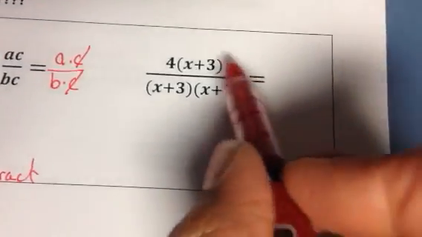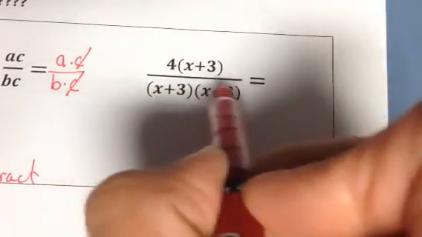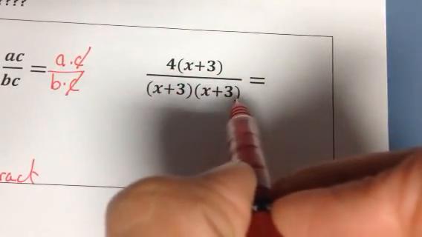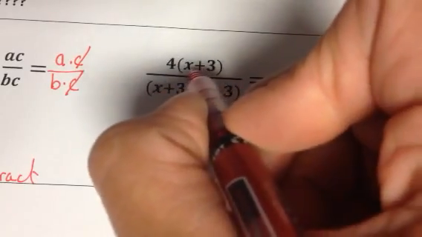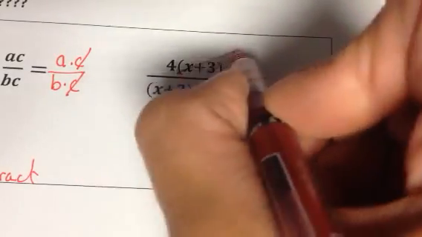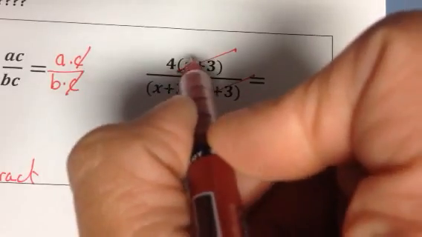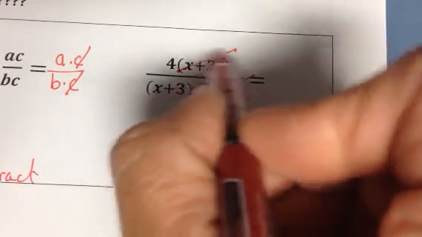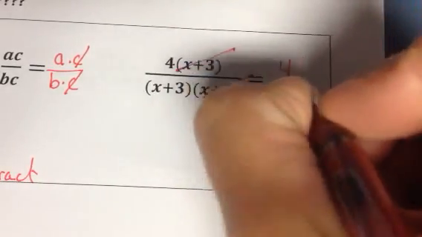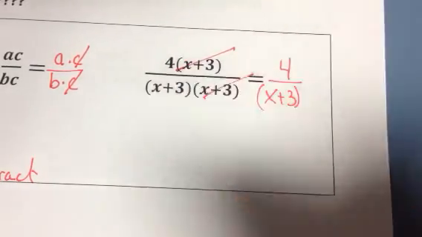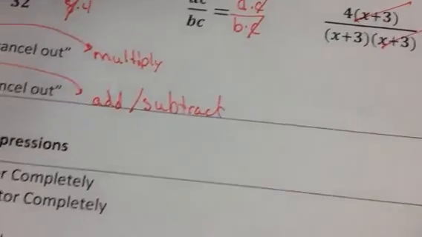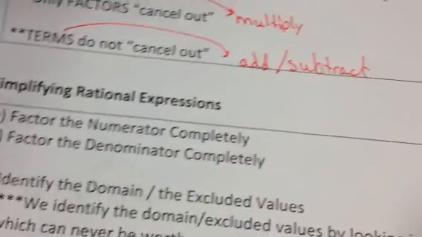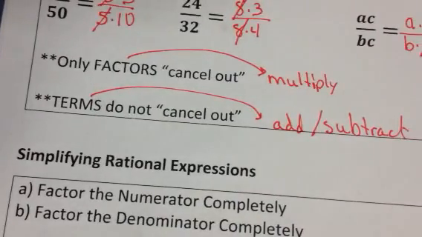So what we're going to see is something that looks like this. My factors in this problem are 4 with x plus 3, and then down here x plus 3 and another factor of x plus 3. So what I can do is cancel out the common factor of x plus 3, not the terms. I'm not taking this x for this x and this 3 for this 3. It's a whole factor for a whole factor, so that when I'm done, I'm left with 4 and x plus 3. Okay? So big thing, factors multiply, those can cancel out. Terms do not cancel out. Anything that's adding or subtracting cannot cancel out.